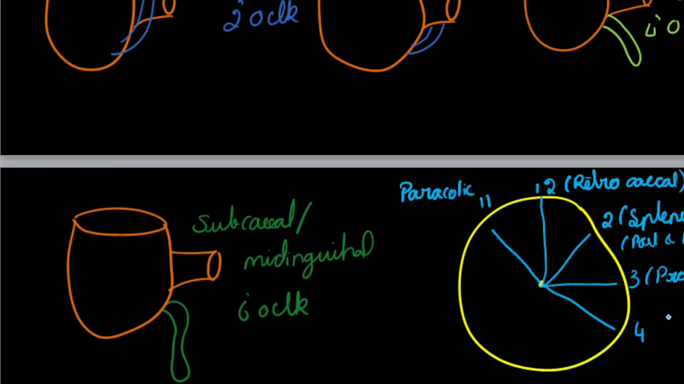And there comes the 4 o'clock position, which is also called pelvic. And at last comes the 6 o'clock position, which is also called subcecal or mid inguinal appendix. So the most interesting thing is, the most common variety is retrocecal and the second most common variety is pelvic appendix. Okay, so this is one of the important MCQs, you have to remember this.